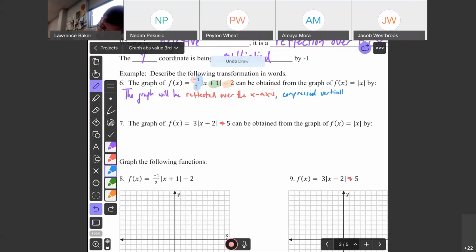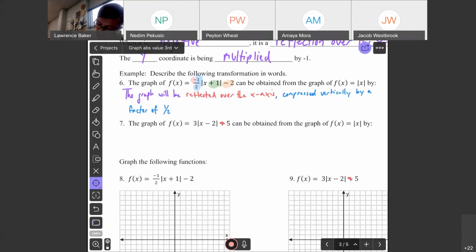And that's where you need to use the language "by a factor of." And that's 1/2. So we use that language because A is multiplying the function, right? And so that's what factor means. Factors are things that multiply together. So we want to make sure that we're indicating that this is a multiplication idea.